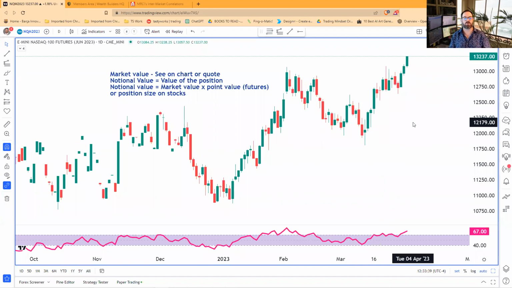A spread, by the way, if you're not familiar, is simply trading one security against another. You're trying to trade the difference between the two.